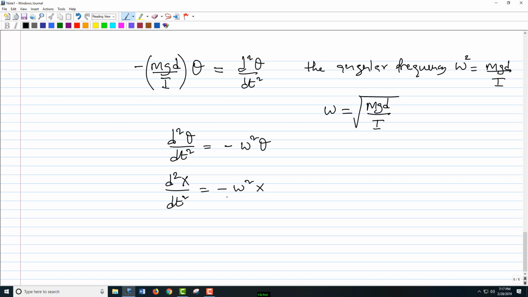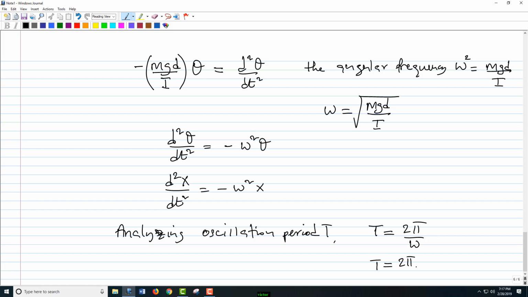So now analyzing our oscillation period, we see that the period T again is equal to 2 pi over omega, and so we can write T equals 2 pi square root of I divided by mgd, and this is the period of oscillation for a physical pendulum.